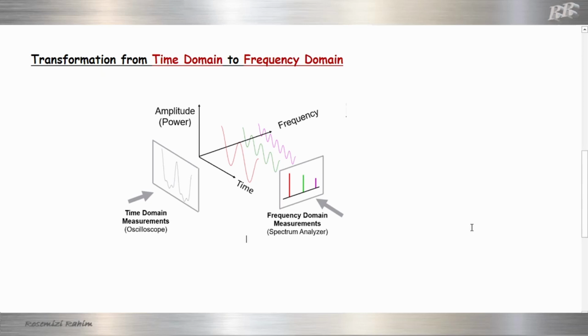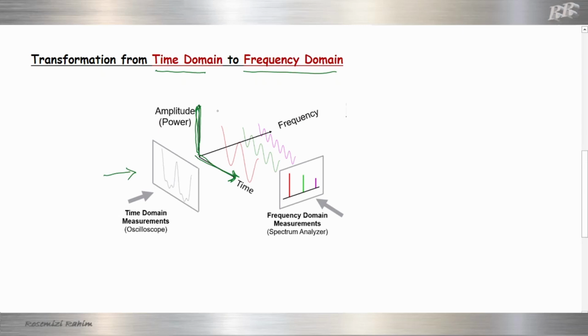Hello everyone. In this video I'm going to discuss the transformation from time domain to frequency domain. I will use a 3D graph to describe how the transformation from time domain to frequency domain works. So this graph will contain amplitude, this is the amplitude axis, and this is the time axis. If we look from here, what we can see is amplitude versus time.